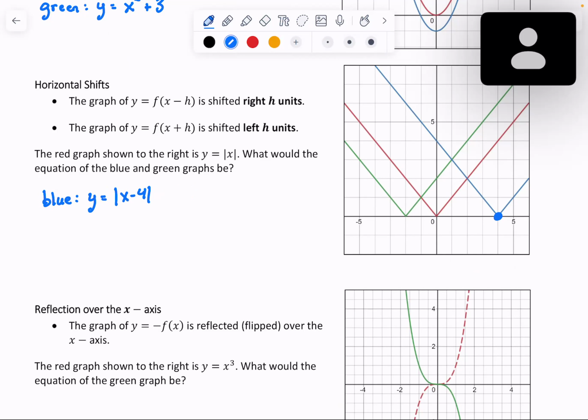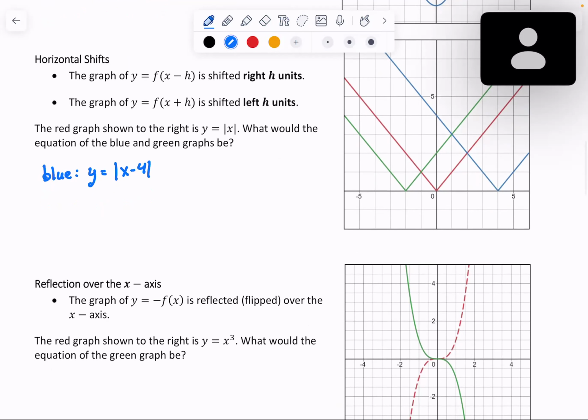Now, let's look at the other one. When we have this green one here, what is this one? It went to the left 2 units. So this would say y is the absolute value of x. And in this case, it won't be minus 2, it'll be plus 2 because it went to the left.